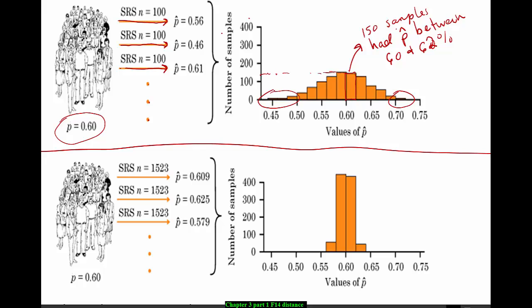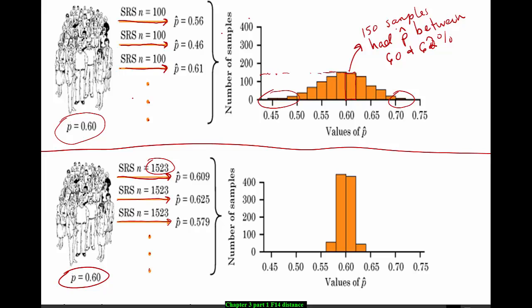Now let's picture the same scenario in the bottom set of graphics. The same population, where 60% have brown eyes. But this time, we're taking a simple random sample of 1,523 people instead of 100. So now we take our first sample of size 1,523, and we get a p-hat of about 61%, 0.609, which is 60.9%, which I'm rounding up to 61. Our second sample results in a p-hat of 62.5%, and our third one results in a sample with 57.9% having brown eyes. And we could do this 1,000 times, taking these larger samples each time.